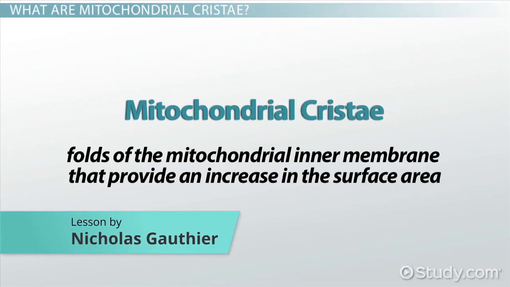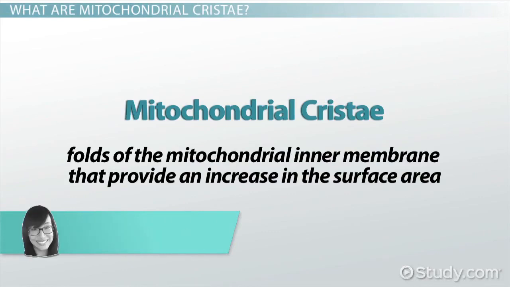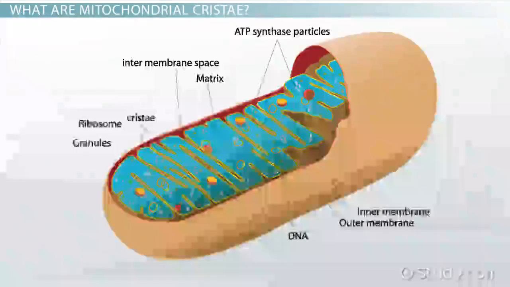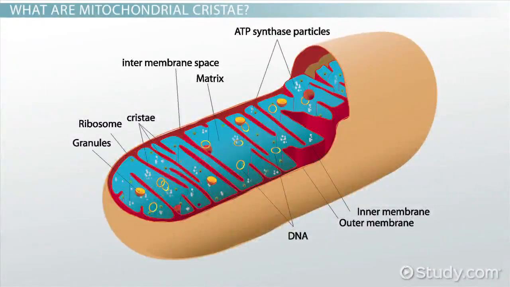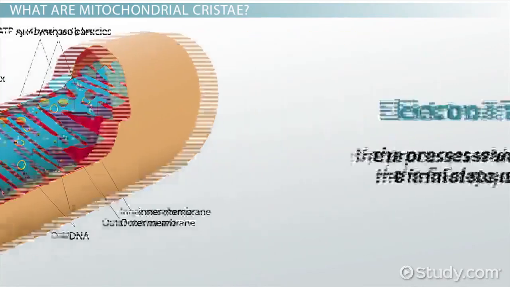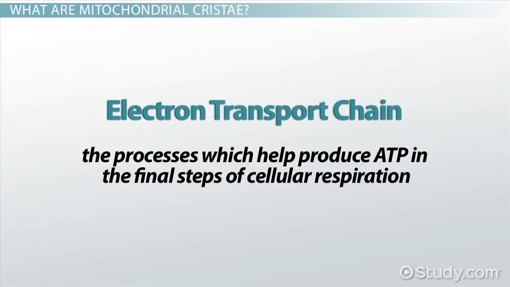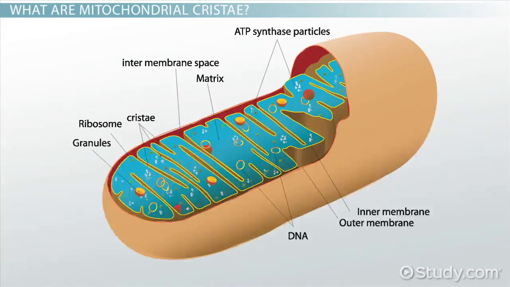Mitochondrial cristae are folds of the mitochondrial inner membranes that provide an increase in the surface area. This allows a greater space for processes that happen across this membrane. The electron transport chain and chemiosmosis are the processes which help produce ATP in the final steps of cellular respiration. The following picture is the mitochondrion, showing the inner membrane including the cristae.